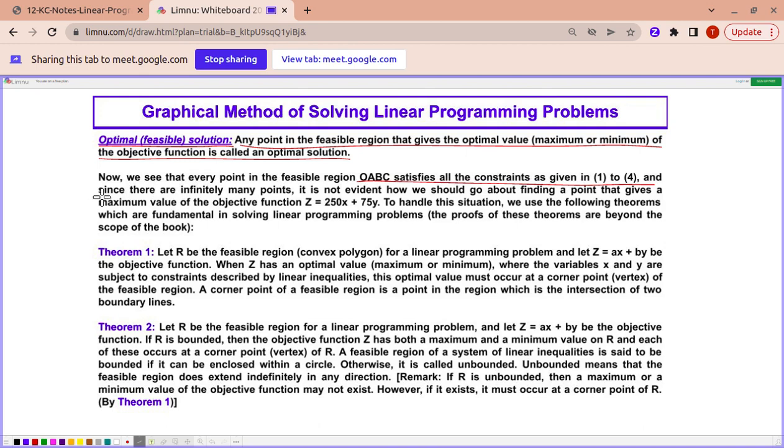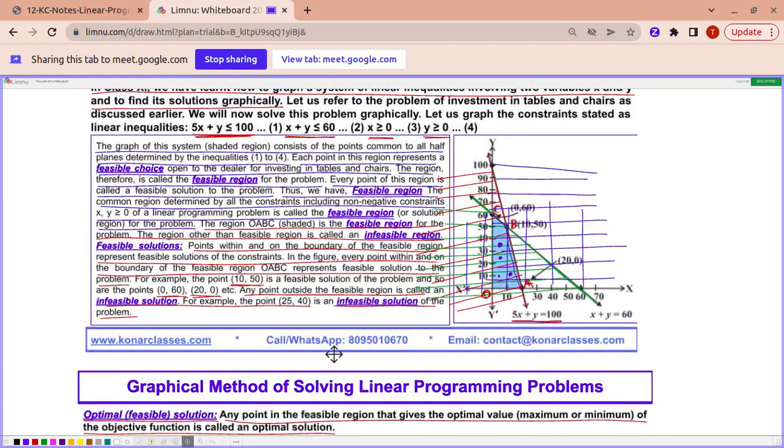and since there are infinitely many points, it is not evident how we should go about finding a point that gives the maximum value to the objective function, in this case 250x plus 75y. So I repeat once more. In the previous slide you saw the region OABC. Any point in this region is a solution.